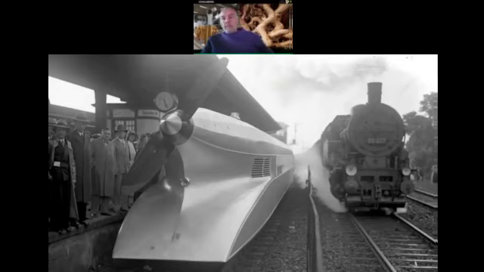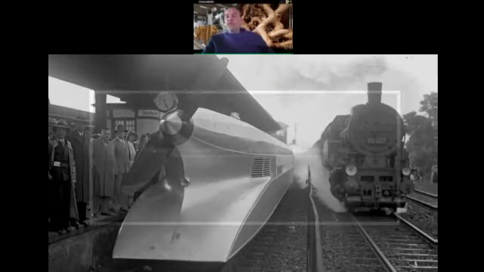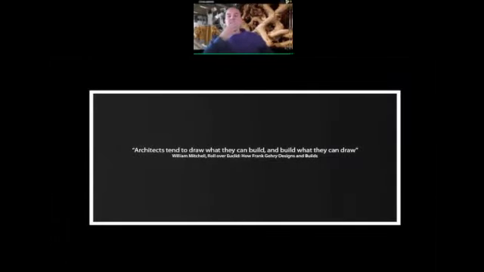So this talk is going to be focused around this quote. It's out of the book Roll Over Euclid by William Mitchell, when he's writing about how Frank Gehry designs and builds his buildings. So architects tend to draw what they can build and build what they can draw. So I have divided this talk into 3 different phases or 3 different stages.